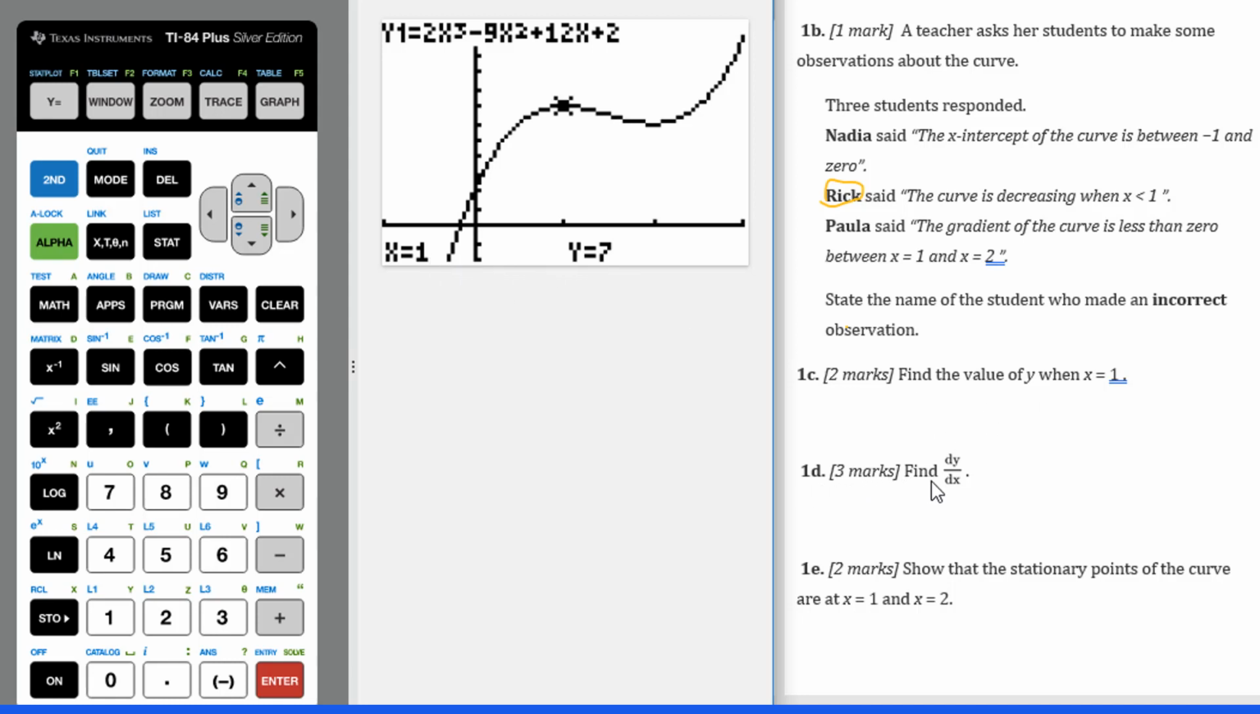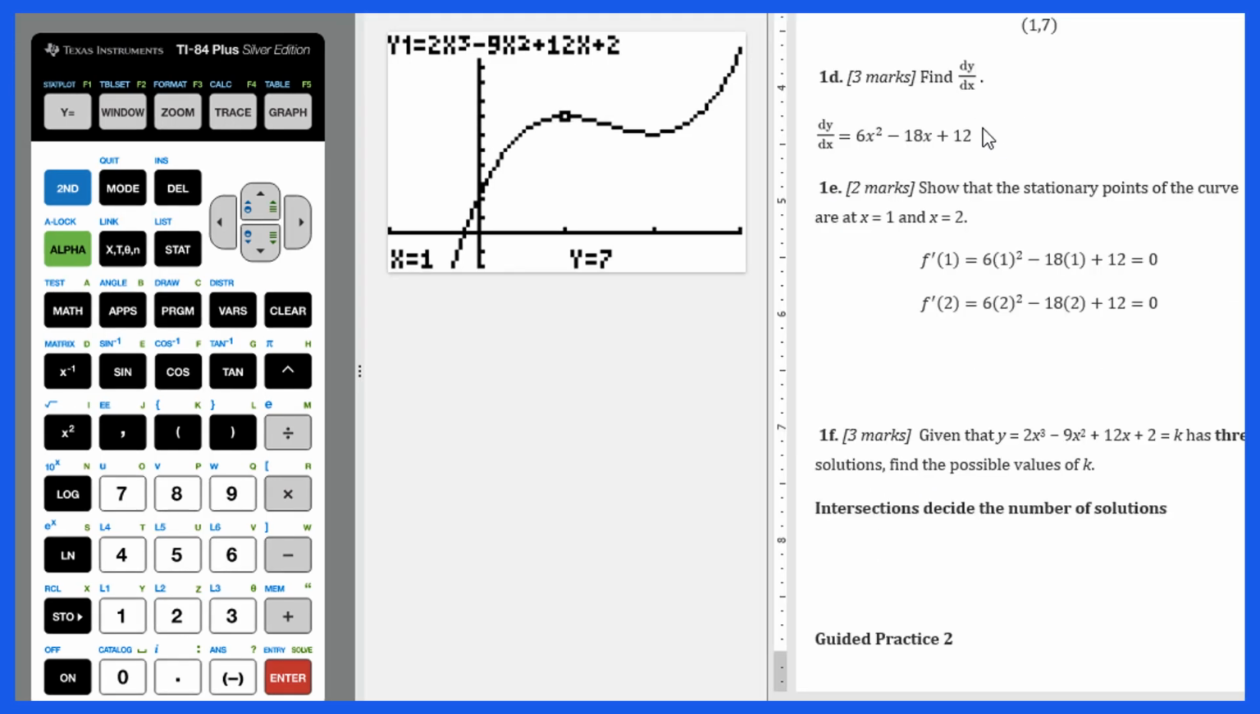Then 1d, find the dy by dx. Basically, it's a derivative. For the derivative, we use the power rule of a derivative. We got 6x squared minus 18x plus 12.